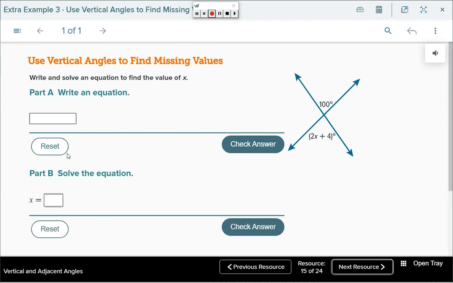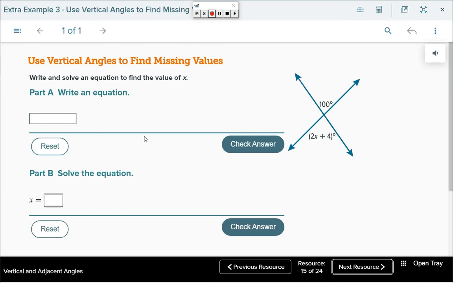Okay, how many of you have your equation written? Somebody tell me, what did you write for your equation? Olivia, what did you write? How many of you have the same thing? Good, because those two are vertical angles. That means they have to equal each other, right? So 100 equals 2x plus 4.